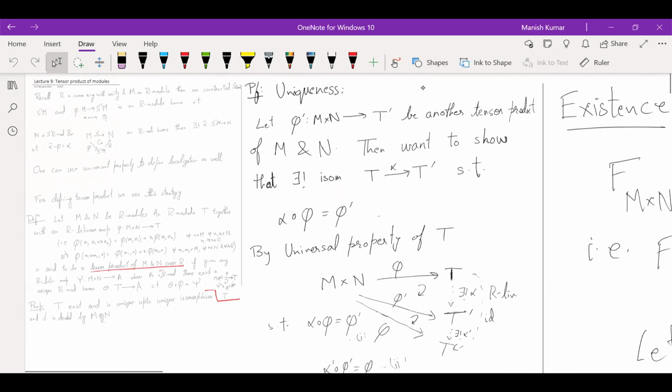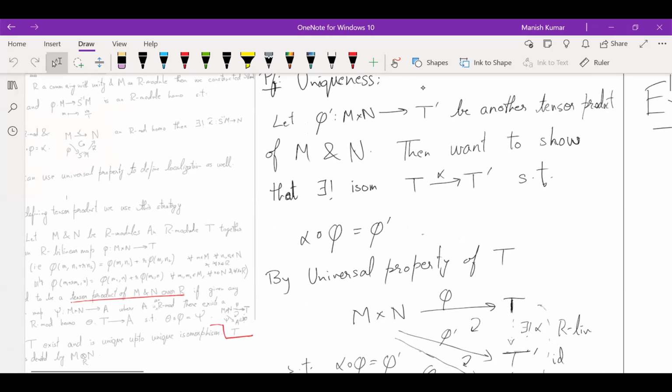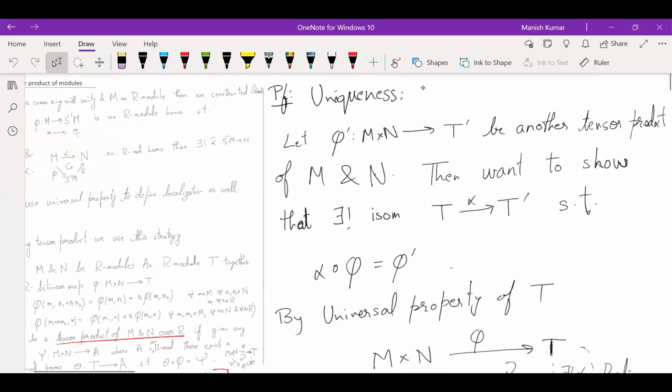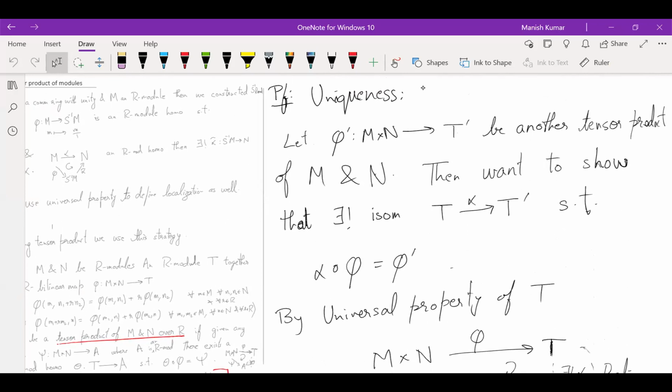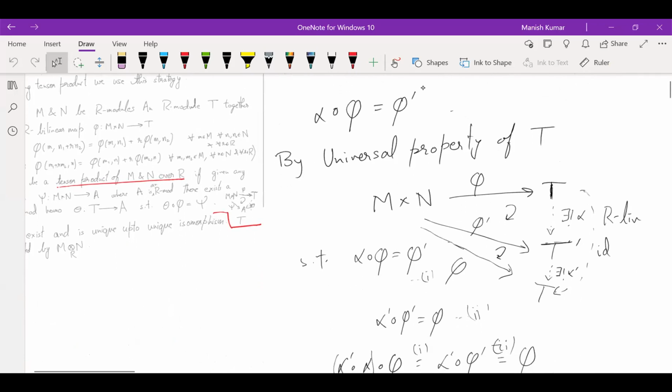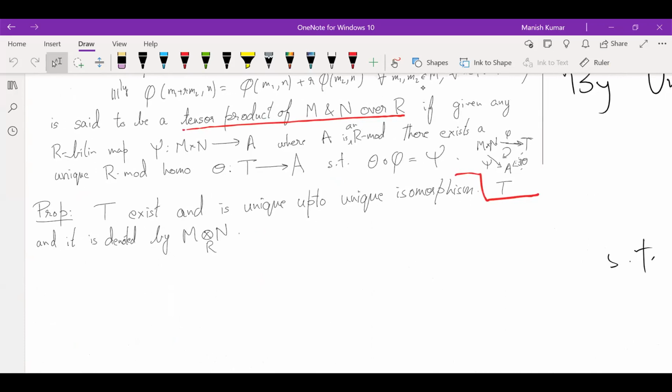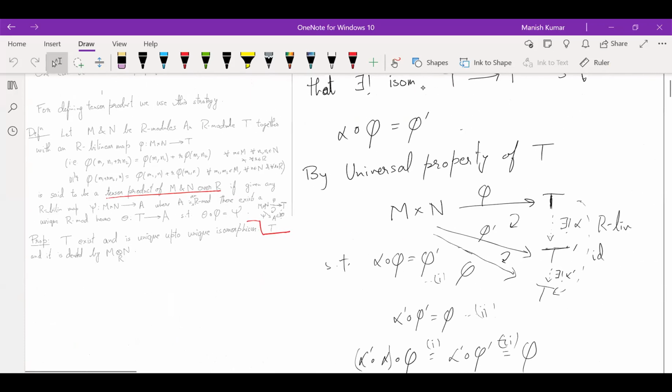So first, uniqueness is pretty straightforward. It follows from diagram chasing, and the construction is the main gist. Unique meaning unique up to unique isomorphism. So the tensor product exists and is unique up to unique isomorphism, and then T will be denoted by M tensor N. So this is the proposition.